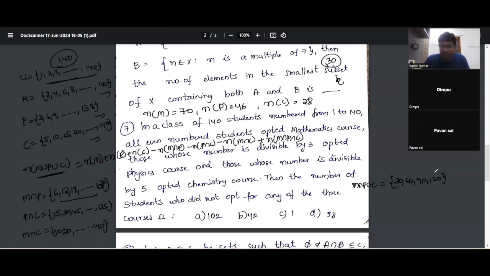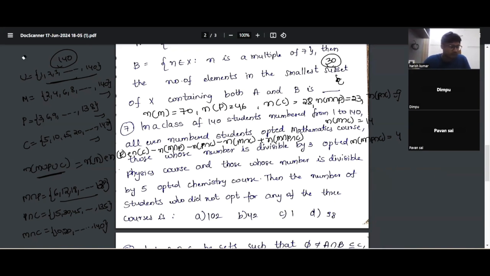Now I have to find the number of these things. What is the number of m intersection p? 6 into 1, 6 into 2, and so on, 6 into 23. So that means these are 23. N of p intersection c will be 15 into 1, 15 into 2, up to 15 into 9, so this will be 9. Then n of m intersection c will be 14. And n of m intersection p intersection c will be 4.